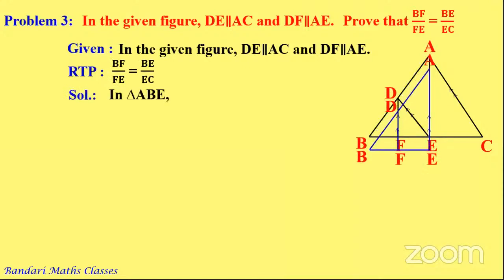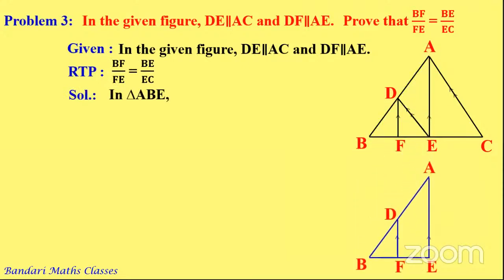Here in triangle ABE, I'm taking the picture. AB is the picture. According to the given data, DF is parallel to AE. A single arrow mark is there. DF is parallel to AE. Now we apply the basic proportionality theorem.